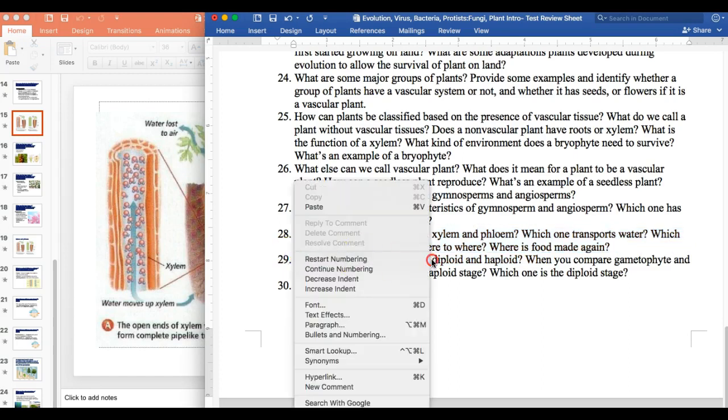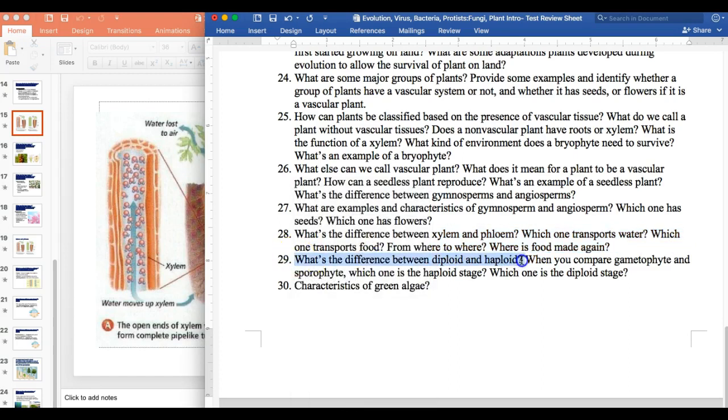What is the difference between diploid and haploid? A diploid is when a cell has two sets of chromosomes, and a haploid is when a cell has one set of chromosomes. When you compare gametophyte and sporophyte, which one is the haploid stage? Gametophyte, just like human gametes, is haploid. It's 1N, one set of chromosomes. And sporophytes are 2N, diploid.